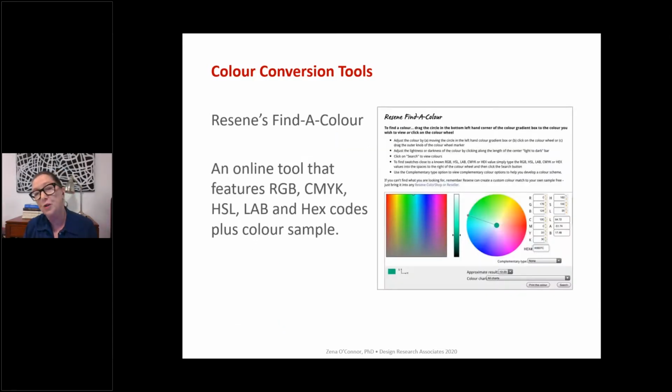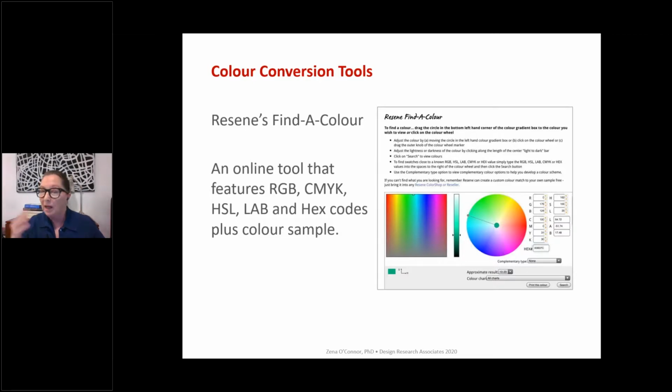A very effective tool that I use all the time is the Resene Finder colour tool. This particular colour tool is fantastic. It converts colour quickly and easily, and it converts colour in terms of RGB, CMYK, hex codes, as well as HSL and lab codes. Plus it provides the closest Pantone paint colour.